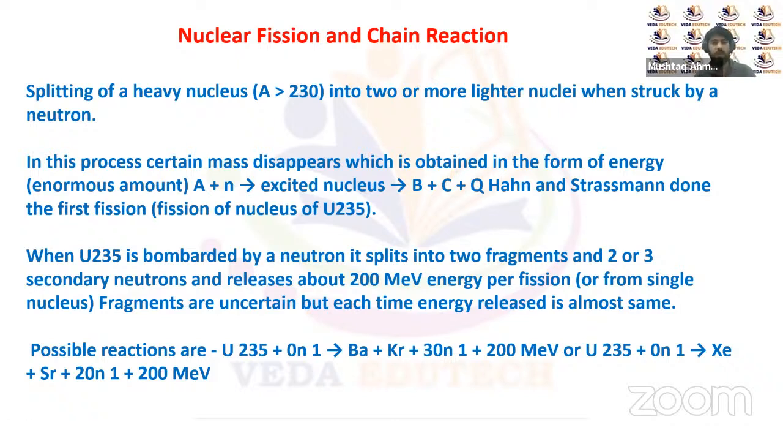What happens in this reaction is that a certain mass actually disappears during the reaction. The mass is not actually conserved in this reaction. That disappeared mass appears in the form of energy equal to delta mc square. That's the mass defect, right?